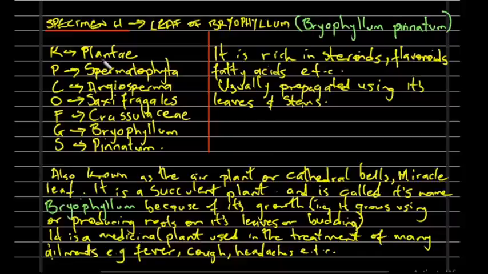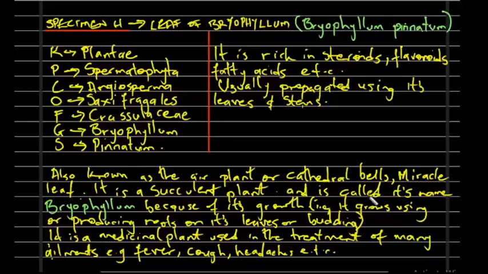It is rich in steroids, flavonoids, fatty acids, etc., and is usually propagated using its leaves and stem. The scientific name of this crop is Bryophyllum pinnatum. Now we have the classification here, the taxonomy. It belongs to the kingdom Plantae. The phylum is Spermatophyta. The class is Angiosperma. The order is Saxifragales. The family is Crassulaceae, the genus is Bryophyllum, while the species is pinnatum.